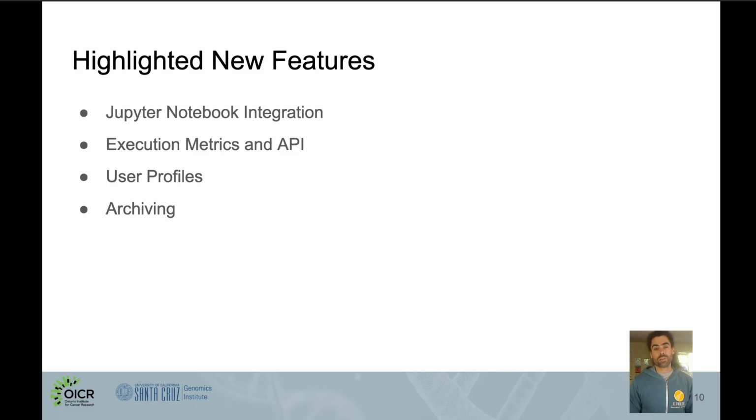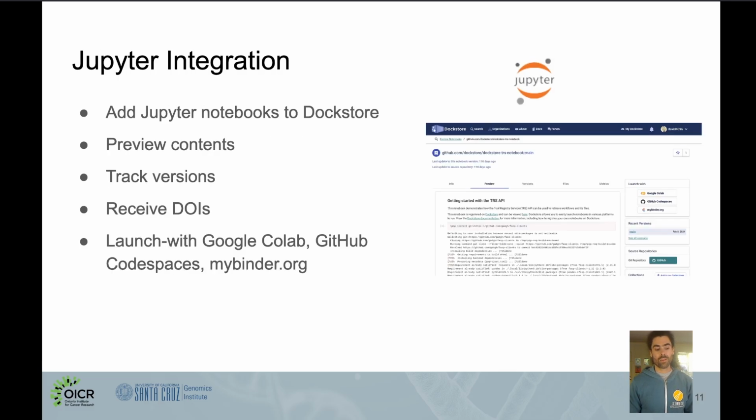I'd now like to talk to you about some of the new features which we've been working on since our last time at BOSC. To start with, Jupyter Notebooks have been integrated into Dockstore. If you're not familiar, Jupyter Notebooks are a way to put code, documentation, and figure generation all into a single document and are very powerful for analysis. Dockstore allows you to preview the contents of notebooks, as well as adopting many of the features which we provide for workflows, like tracking versions, receiving a digital object identifier, or launching with platforms like Google Colab, GitHub Codespaces, or mybinder.org.